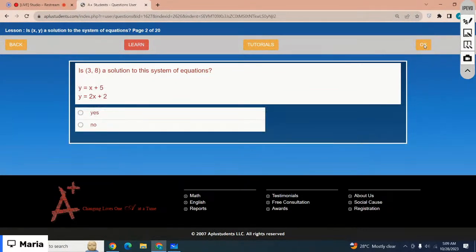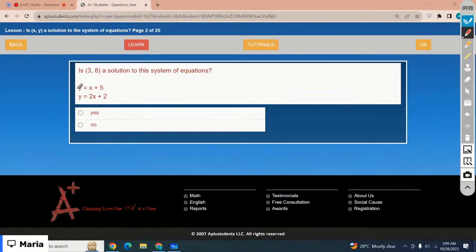The next one: is (3, 8) a solution of the system of equations? For the first equation, y equals x plus 5: 8 equals 3 plus 5, so 8 equals 8. That is for the first equation. Let's check for the second one. y is 8, 2 times 3 plus 2. 2 times 3 is 6, plus 2, so 8 equals 8. Yes, that means (3, 8) is a solution of the system of equations. So the correct option is yes.